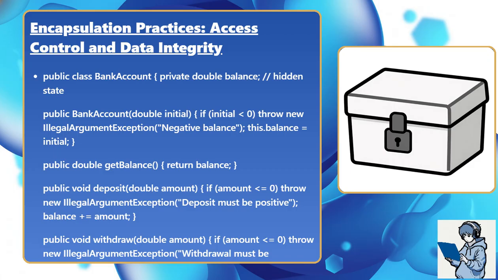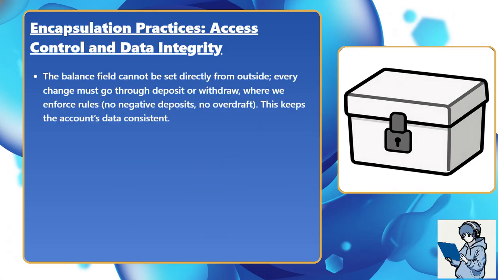public void withdraw(double amount) { if (amount <= 0) throw new IllegalArgumentException("withdrawal must be positive"); if (amount > balance) throw new IllegalStateException("insufficient funds"); balance -= amount; } The balance field cannot be set directly from outside. Every change must go through deposit or withdraw, where we enforce rules: no negative deposits, no overdraft. This keeps the account's data consistent.